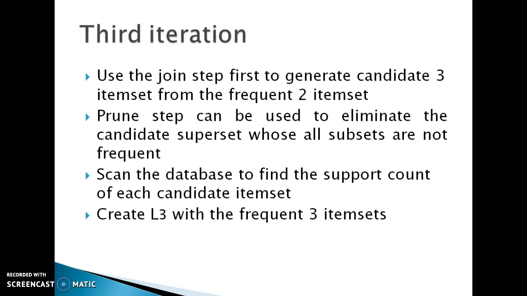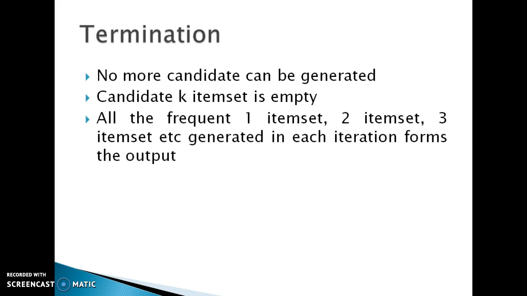And we repeat this for the third iteration. This iteration will continue till we don't get any further candidate item sets. If the candidate item set for the next iteration is empty, then the algorithm will stop. The output will be all the frequent item sets generated: the 1 item sets, 2 item sets, 3 item sets, etc.